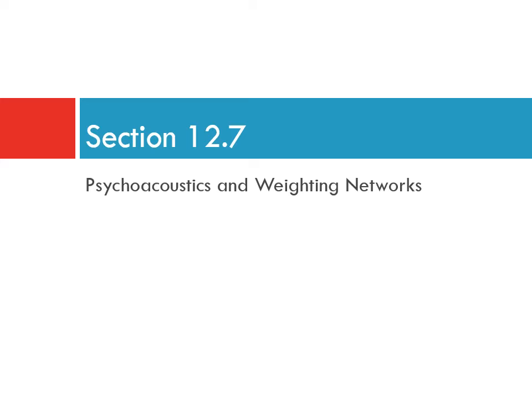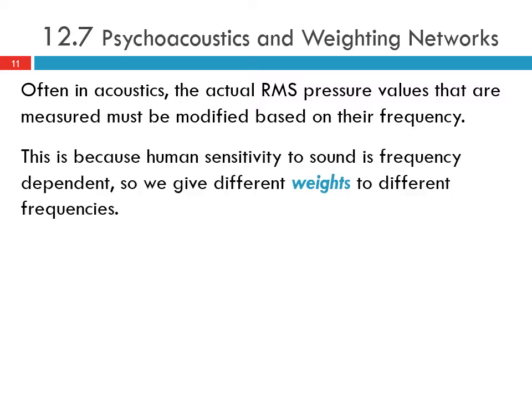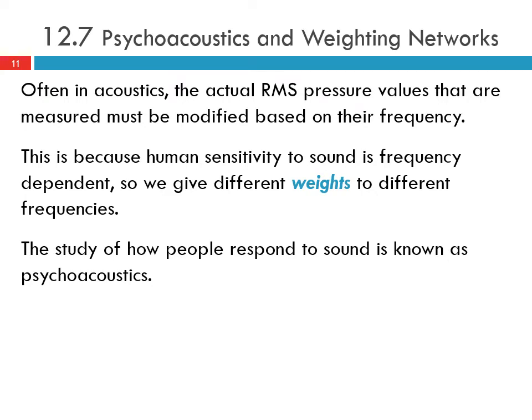Okay, so next we want to talk about psychoacoustics and weighting networks. So often in acoustics, the actual RMS pressure values that are measured must be modified based on their frequency. They're modified using a weighting system. And this is because human sensitivity to sound is frequency dependent, so we give different weights to different frequencies. And the study of how people respond to sound or how people perceive sound is known as psychoacoustics.